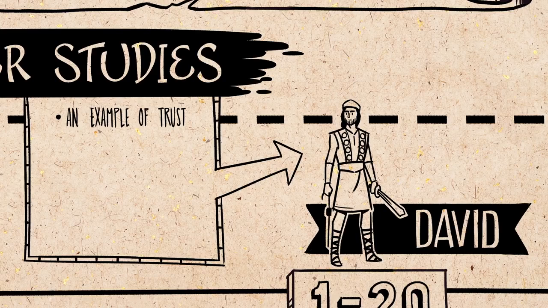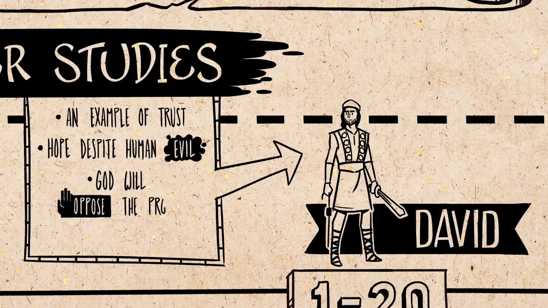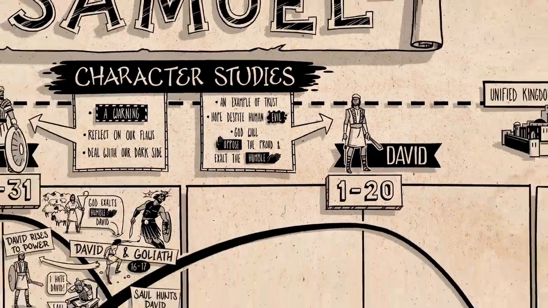And so he's running in the wilderness, being chased by Saul. David had every reason to think that God had abandoned him, but that's not what he thinks. And so David's story encourages us to trust that despite human evil, God is working out his purposes to oppose the proud and to exalt the humble. And that's what 1 Samuel is all about.